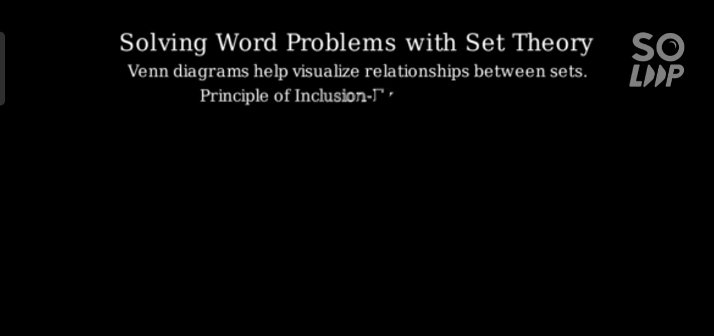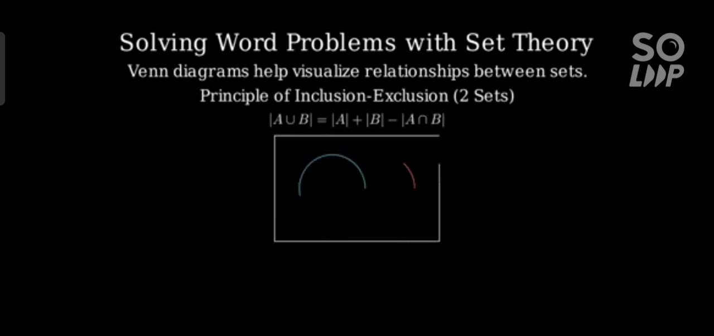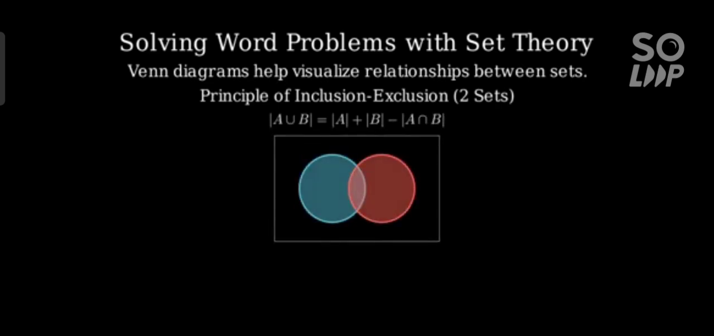A key formula is the principle of inclusion-exclusion. For two sets A and B, the size of their union is the size of A plus the size of B minus the size of their intersection. That is, |A ∪ B| = |A| + |B| − |A ∩ B|. We subtract the intersection because those elements were counted twice, once in A and once in B.